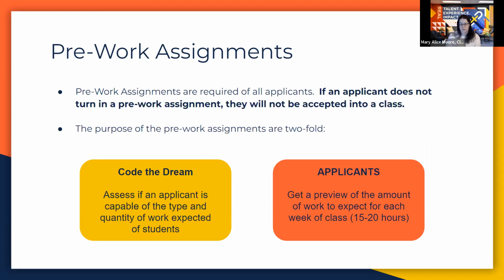Each week of class is about 15 to 20 hours worth of work. It's in the same kind of format where you'll have lesson materials to read and review or a video tutorial to read and code alongside with. And then you'll have a coding assignment that you'll do each week. So the pre-work is really a preview of what each week's worth of classwork is like. That's the other aspect of the pre-work assignment, so that applicants can get an idea of how much of a commitment it'll be each week for the duration of the course. Again, it's about 15 to 20 hours worth of work each week.